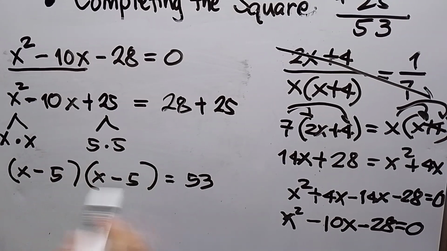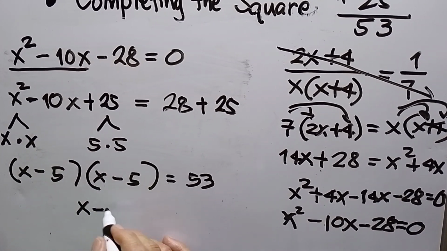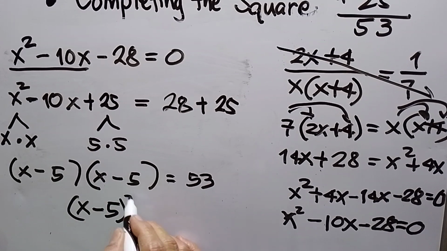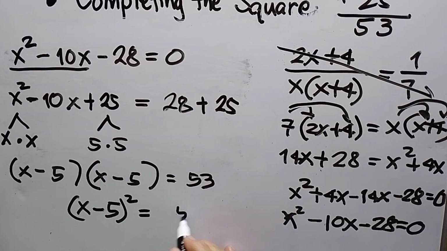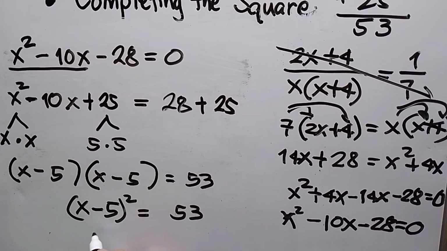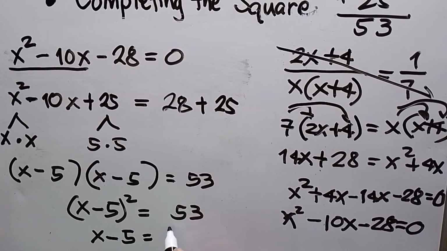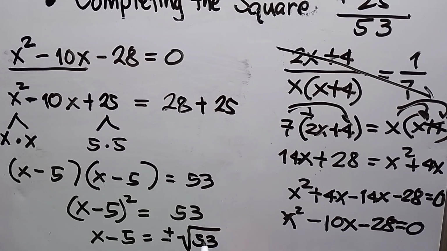Take note, they have the same factors, right? We can write this one as x minus 5 squared is equal to 53. So, extract the square root. This will be x minus 5 equals plus and minus square root of 53.